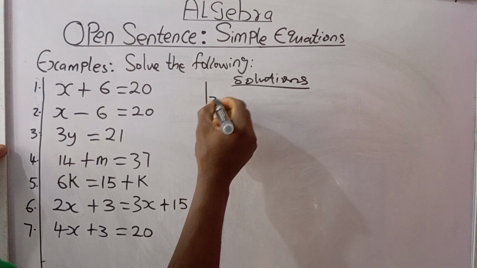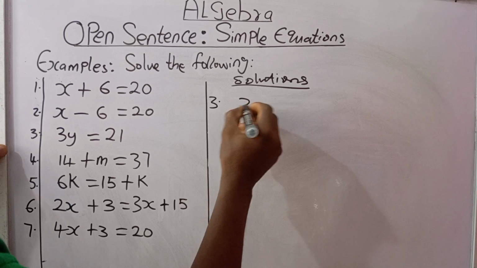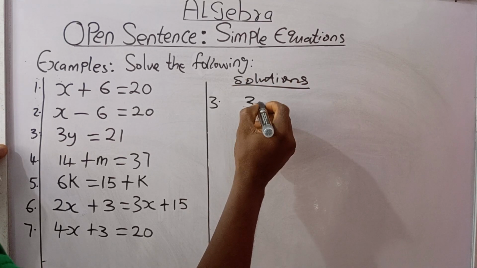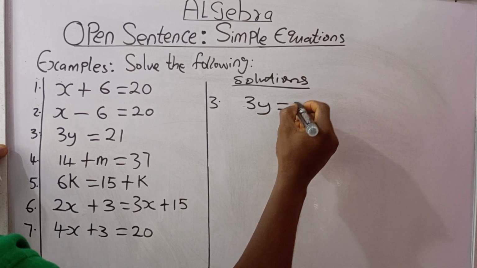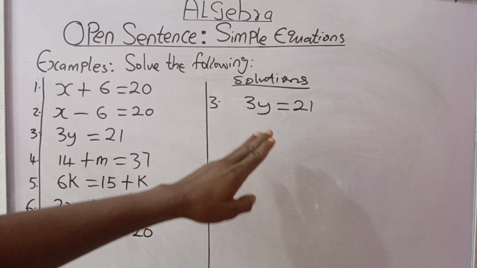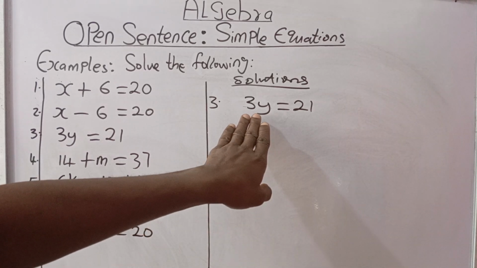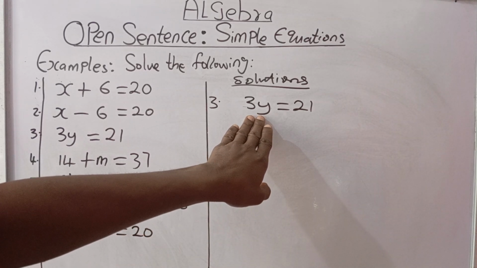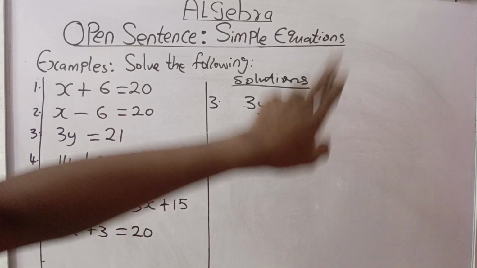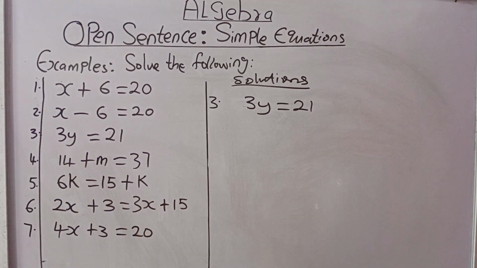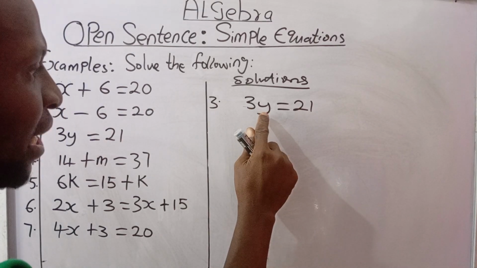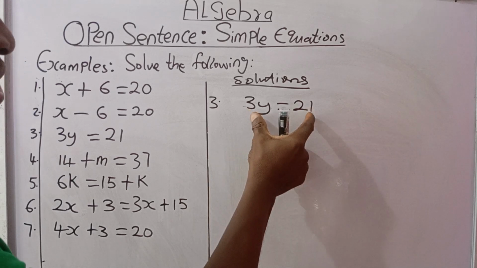All right, so number 3, here we have 3y, that's 3y is equal to 21. All right, so when we are being challenged with something like this, a situation whereby you have an algebraic term here in the name of 3y equal to a single number, there's something we are going to do in order to eliminate this 3 from y so that y can stand alone. What do we do in this instance?